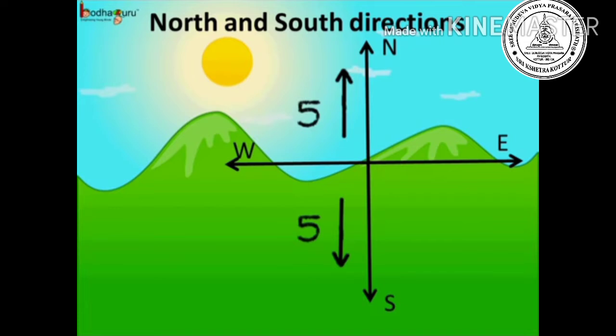Now, coming to directions, a boy went 5 steps in the north direction. Another boy went 5 steps in the south direction. Now, how do we represent this?